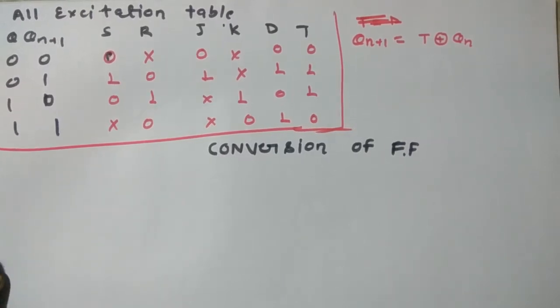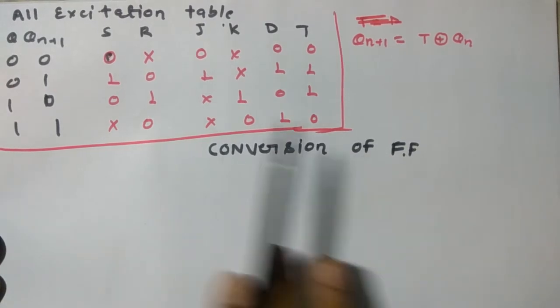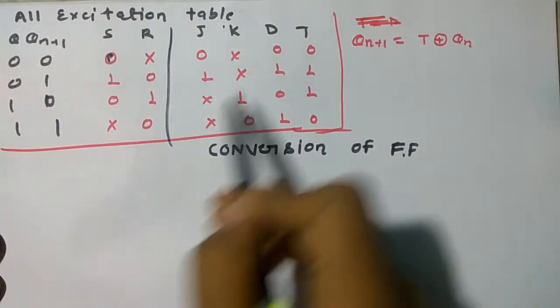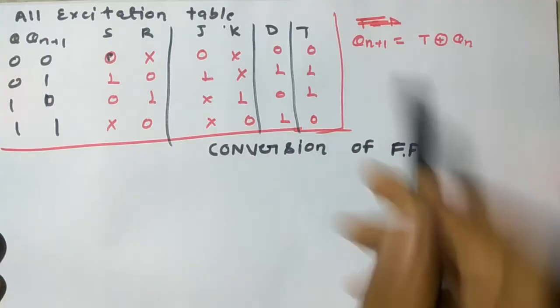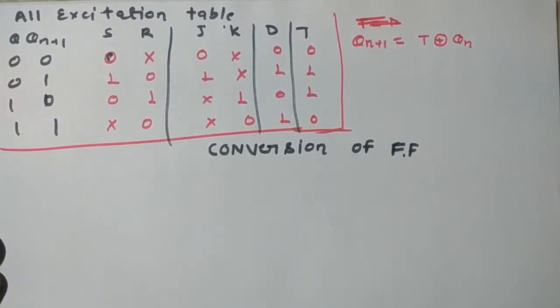So guys, this is the excitation table of all the flip-flops: this is the SR flip-flop, this is the JK flip-flop, this is the T flip-flop, and this is the D flip-flop. We have studied all four flip-flops. Now I am going to tell you how to convert one flip-flop using another flip-flop. We have some steps that we have to follow, so let us discuss how to go about it.